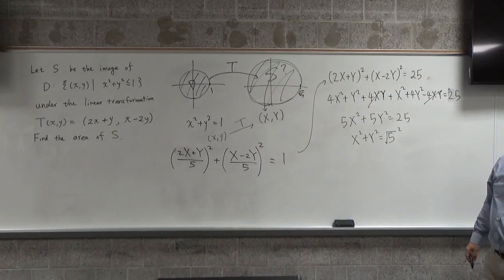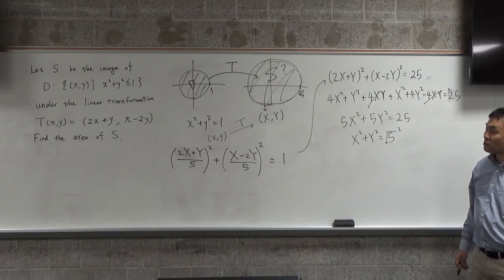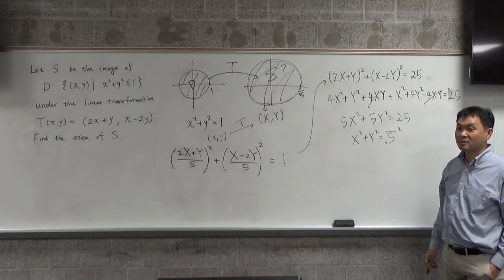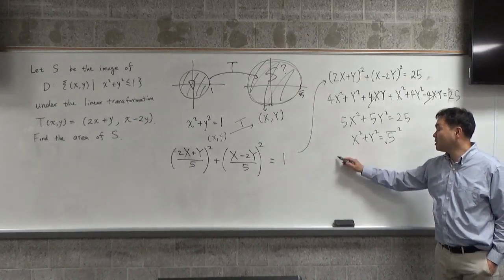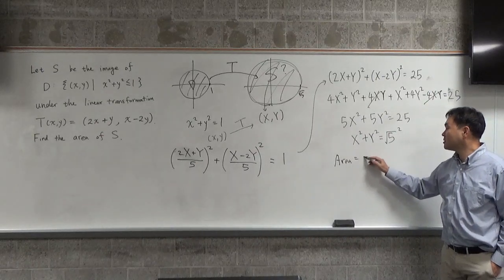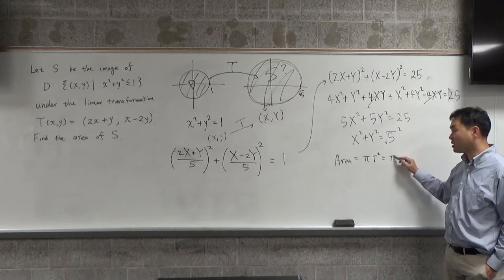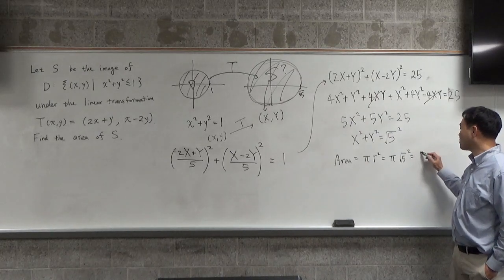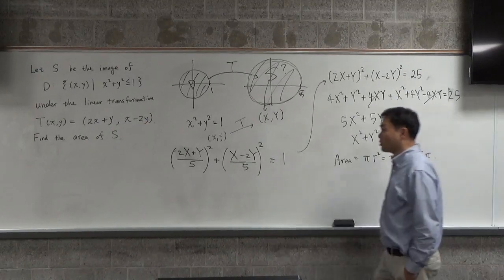Okay? But we're not there yet because it didn't ask for what S is, it asks for the area of S. So can you tell me what the area of S is? How do you calculate the area of a circle? Pi r squared, which is pi times square root of 5 squared, which is just 5 pi. Okay, that's the answer. It's a purely geometrical question. Area is 5 pi.